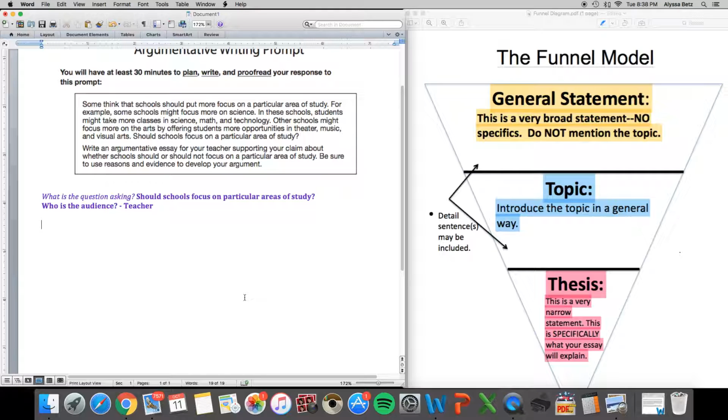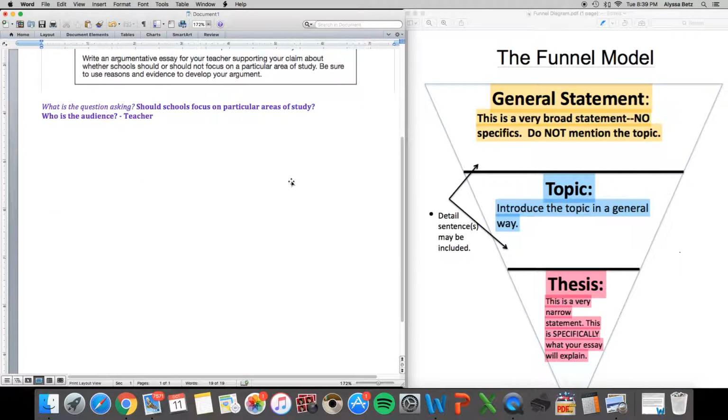The first step is to create a general statement. This is a very broad statement. You're not putting any specific pieces in yet, and you're not supposed to mention the topic. So taking a look at the actual topic, the topic is, should school districts focus on science and math, or should school districts focus on just art, or do you think it's important for schools to focus on all of these areas at once? So that is the main topic here that we're going to bring in.